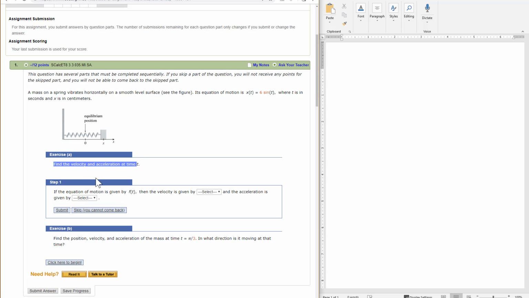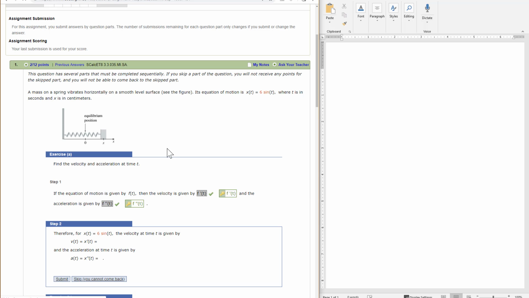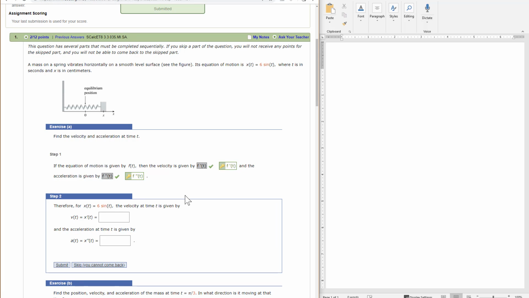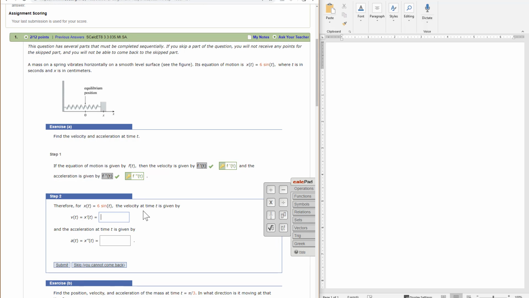So the velocity and acceleration are the first and second derivatives. If the equation of motion is given by f of t, then the velocity is going to be given by the first derivative, f prime of t, and the acceleration is given by the second derivative, f double prime of t. And so we will be looking for the first and second derivatives of this function.